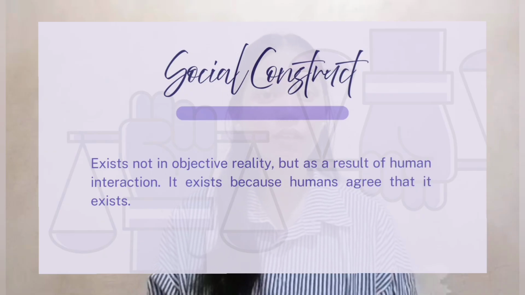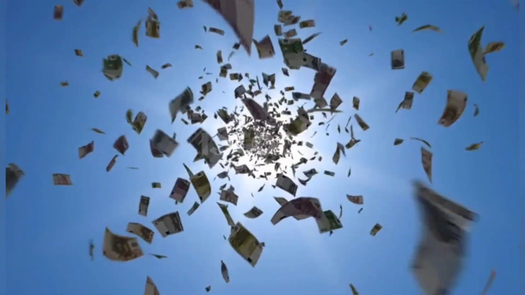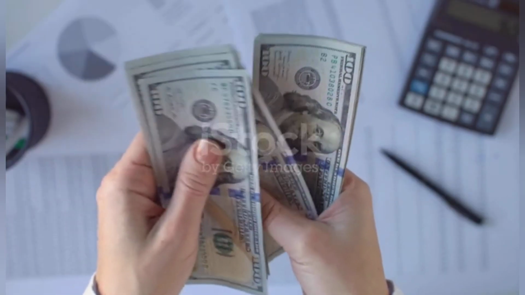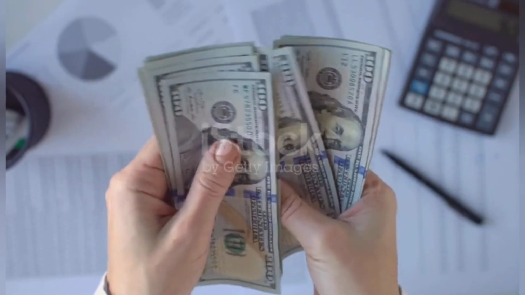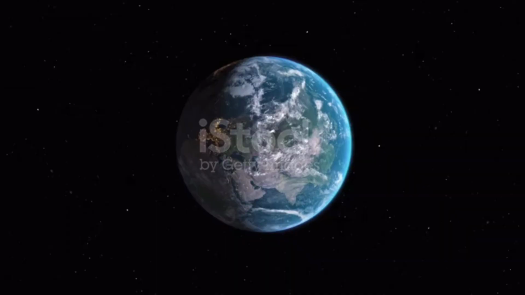So now, let's move on to social construct. If we define it, social construct exists not in objective reality, but as a result of human interaction. In simpler words, social construct exists because we, the people in the society, believe that it exists. One great example for this is money. Come to think of it, money is just a piece of paper, right? But we, the people, give value to it. We use it to buy foods, clothes, necessity, needs, and wants. Thus, now that piece of paper has importance, and we all collectively agree that it does, and that is a social construct.